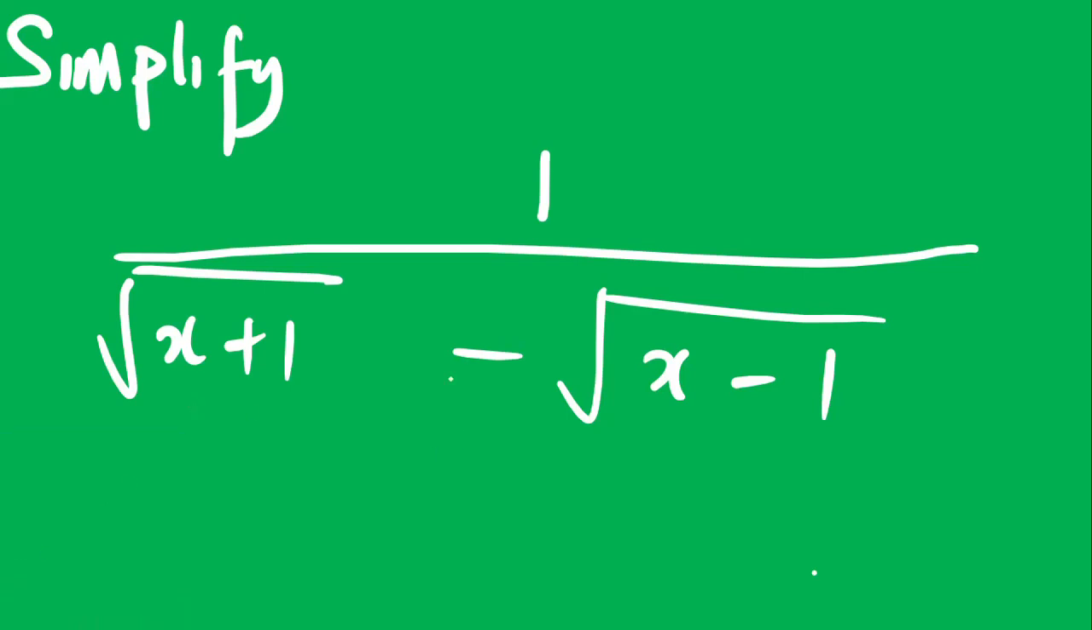Let's begin. So for us to start now, this is the problem. The only way to simplify this problem is to rationalize the denominator. In order to rationalize the denominator, let's go to the next page. This is the question. Let me write it out: square root of x plus 1 minus square root of x minus 1.